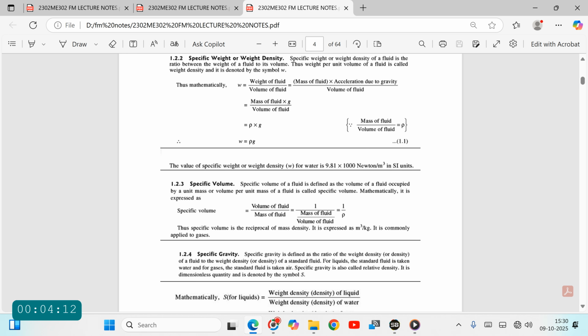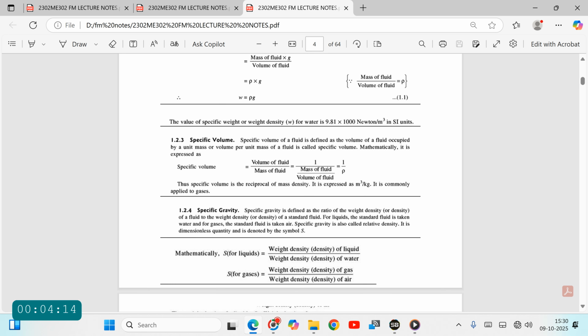And specific volume. Specific volume of a fluid is the volume of the fluid occupied by unit mass, or volume per unit mass of the fluid. Specific volume is volume by mass, that means 1 by rho. Mass by volume is density, so specific volume is the reciprocal of density or mass density. So automatically the SI unit for specific volume is meter cube per kg.